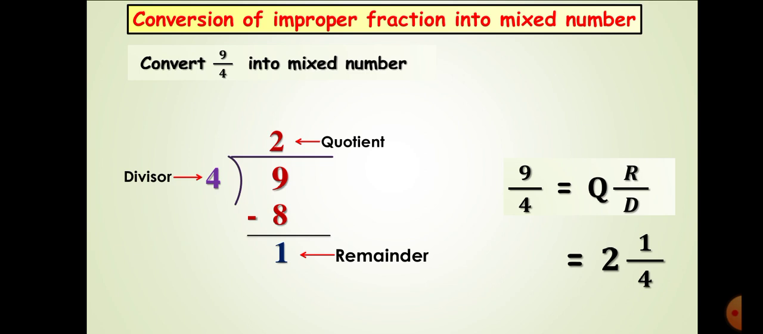So let's divide them. We have to check in the 4 table where we have 9. We are not having 9, we're having 8, and we have to check for the least. So 4 twos are 8, and then we subtract, and we have 1 as the remainder, 2 as the quotient, 4 as the divisor. So 9 over 4, we have to change into QRD form. Q means quotient, R means remainder, D means divisor, so that equals 2 whole 1/4.